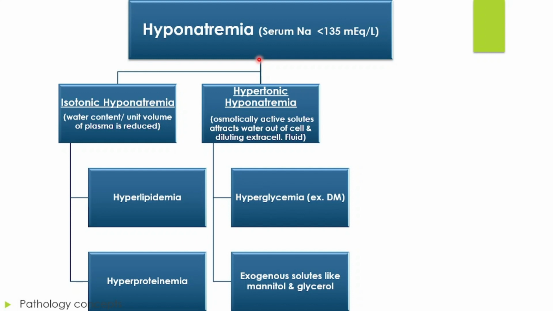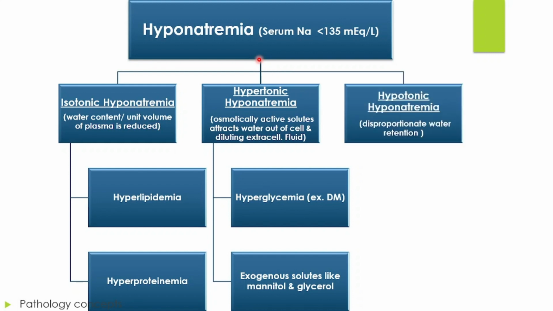In both these examples, the presence of osmotically active solute confined to the extracellular compartment attracts the water out of the cell, diluting the extracellular fluid and lowering the sodium concentration. Despite a reduced sodium concentration, osmolality is normal or increased. This state is called hypertonic hyponatremia.